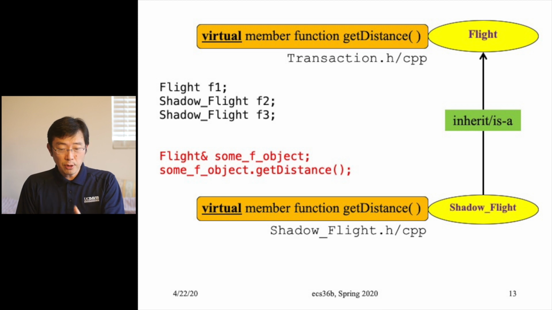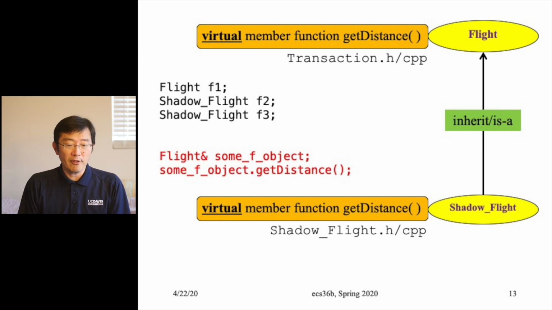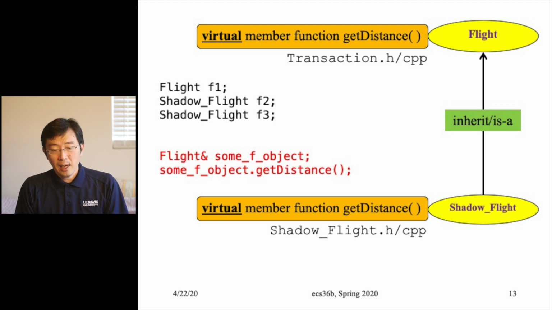So I already showed you this last time when I did the demo for homework assignment number 3, that now I have the base class as a flight, and I have the derived class as a shadow flight. And I declare a member function called getDistance, and this is being declared in transaction.h or transaction.cpp. And similarly, I define a virtual member function called getDistance, and this is defined in shadow_fly.h/cpp.